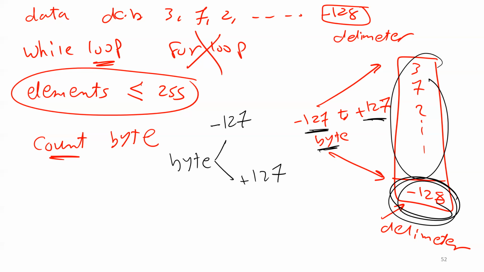X is pointing at the first location in the array. I'm going to read the element and ask: are you negative 128? No. I'm going to do one iteration, then increment X and get the next element. Are you negative 128? No. Do one iteration. I keep doing this until I come to one, and read it. Are you negative 128? Yes. Go out. You should not do any operation with this element, because the delimiter is not an element. So you should not go inside the while loop in this case.